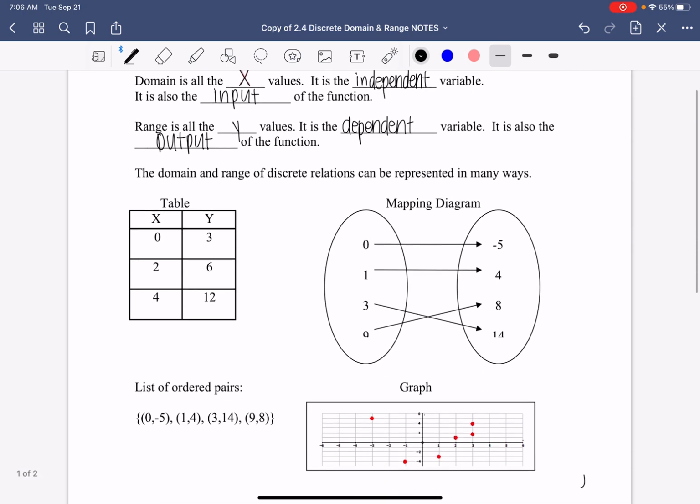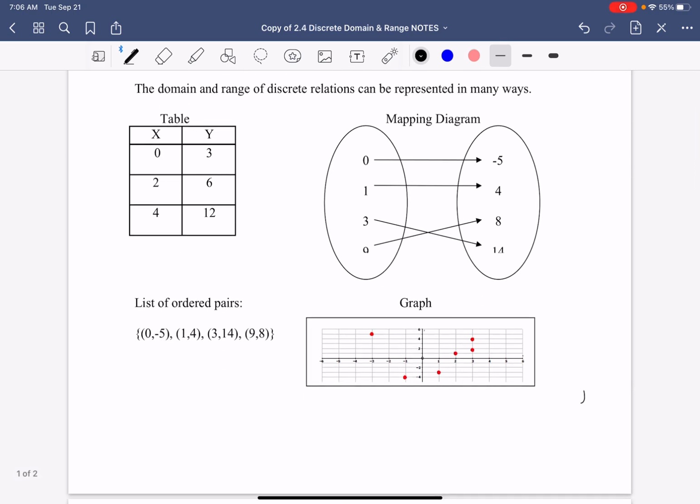All right. The domain and range of discrete relations can be represented in many ways. Okay, it can be represented in a table, mapping diagram, list of ordered pairs, or a graph. In a table, your set of x's are your domain and your y's are your range. So if I asked you to list your domain of this table, it would just be 0, 2, and 4. And your range would be 3, 6, and 12.